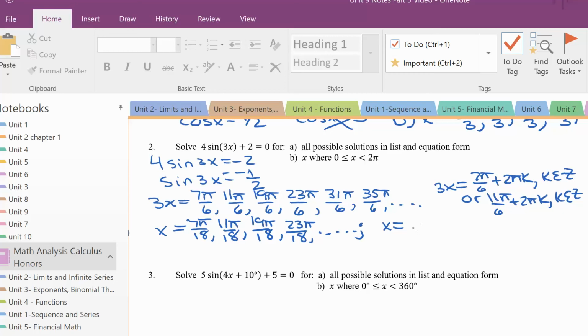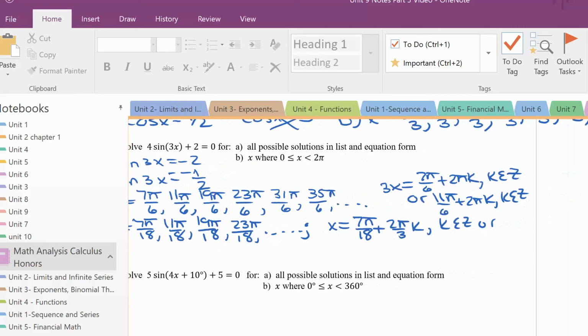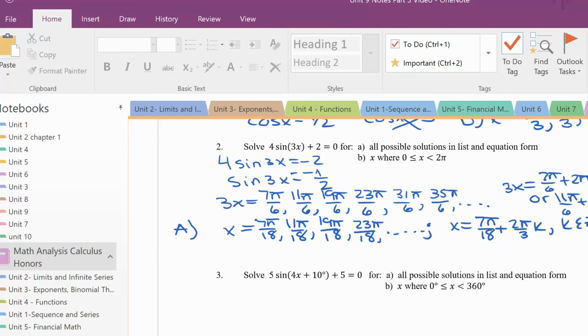Now, if you divide by 3, you get 7 pi over 18 plus 2 pi over 3 k, where k is in the integers. Or, if you keep going out, you get 11 pi over 18 plus 2 pi over 3 k, where k is an integer. So that's part A. We'll put a little line there.